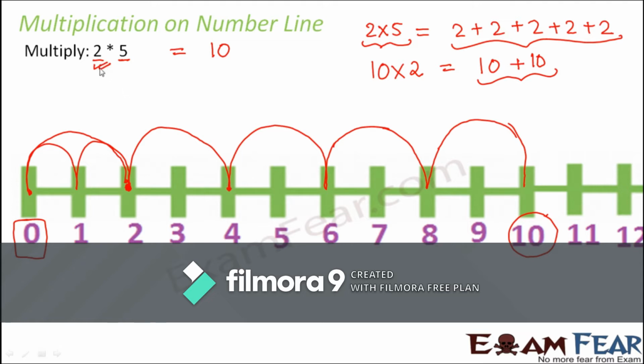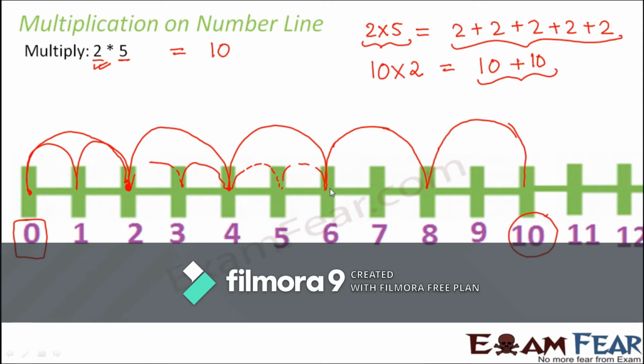So every time you are saying a 2, that 2 would correspond to 2 jumps. That is why you see you are jumping from 2 to 4. So you are actually taking 2 jumps. Similarly here you are actually taking 2 jumps, because you are adding 2 at one time.